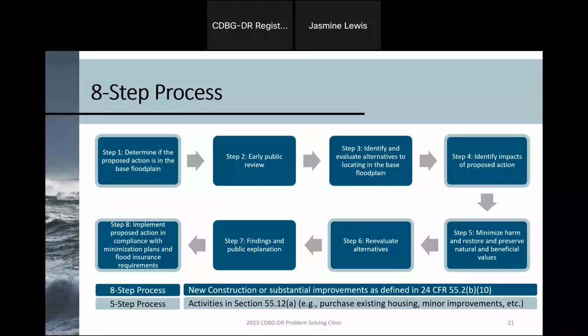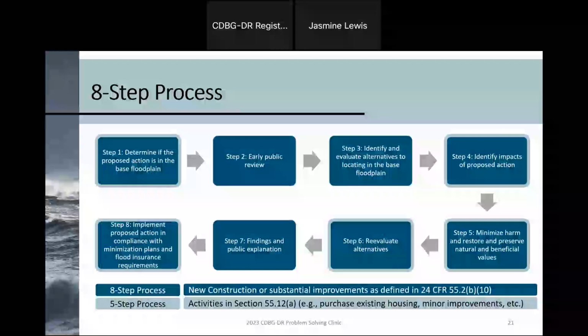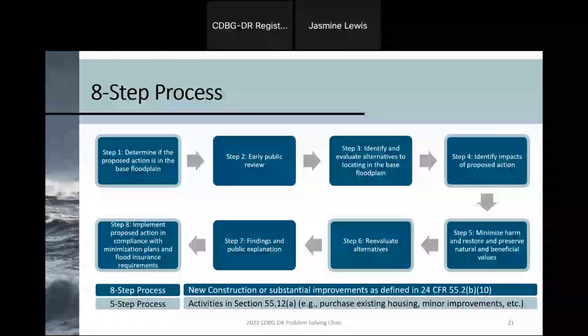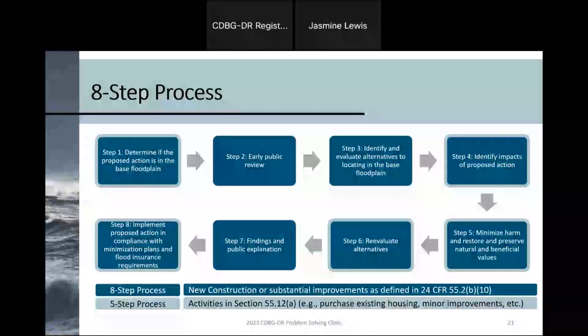From there, you're also meeting the third and final thing with Part 55, and that is public notice. In the 8-step process, you have 2 distinct areas where public notice occurs, one at the very beginning to inform the public of the project, and one at the very end where you're talking about your overall mitigation measures and also your analysis behind that.